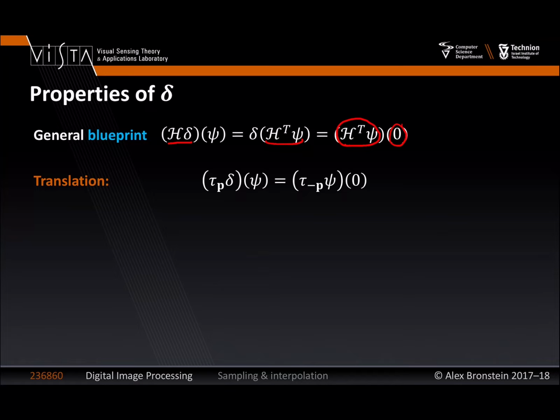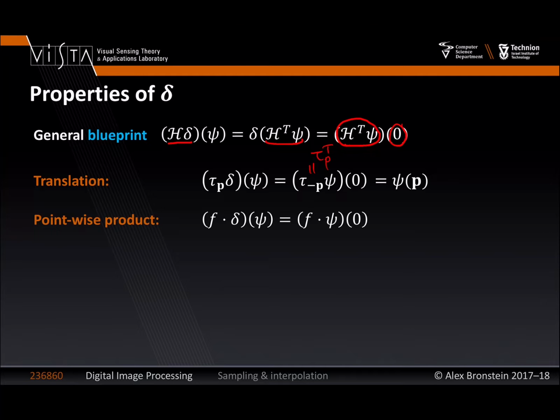Let's see what it means to translate delta. If I apply the delta translated by tau p to a test function psi, I will write the transpose operator, which is this. This is the transpose of tau p applied to the psi function at 0, and this is nothing but psi at p, right? Makes sense? So the translated delta, instead of giving me the value of the test function at 0, gives me the value of the test function at p.